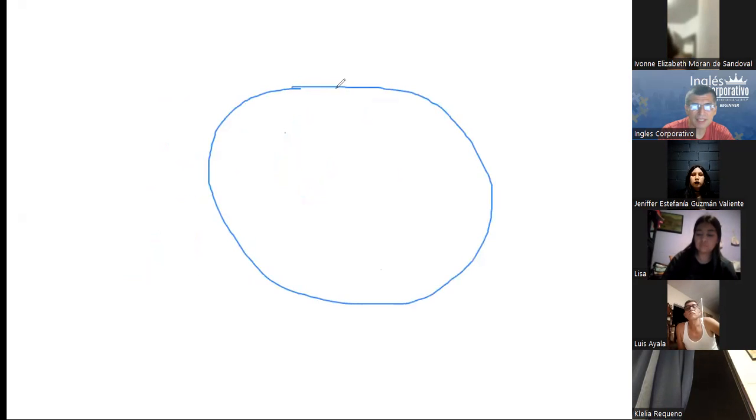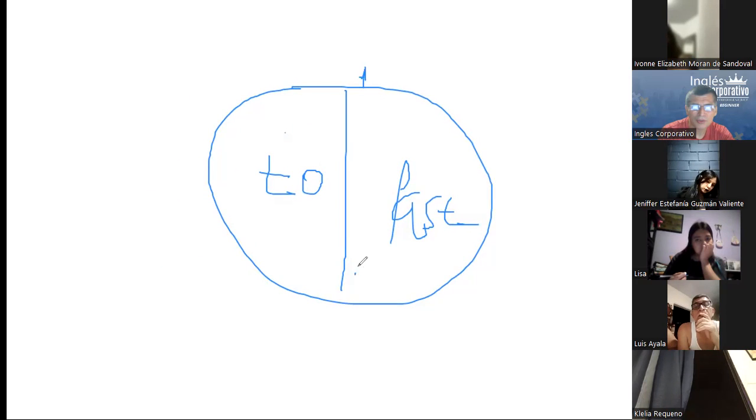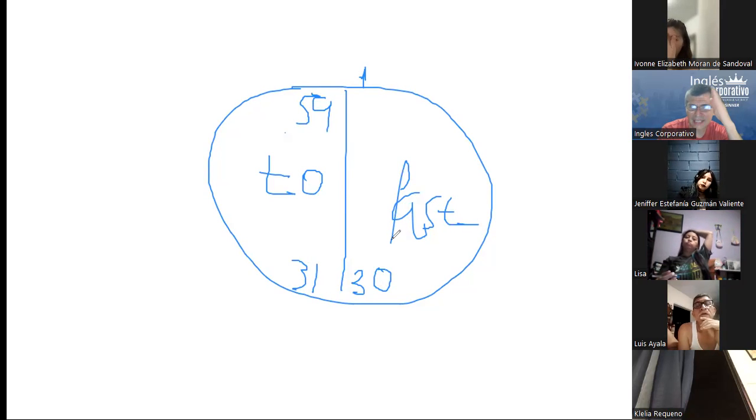What time is it? Remember the first, you have the clock. You have past and to. So from 1 to 30, you use past minutes. And when you have from 31 to 59, you use to. Memorize. This half, the first half, past. The other half, to. Okay, memorize. Now let's continue.